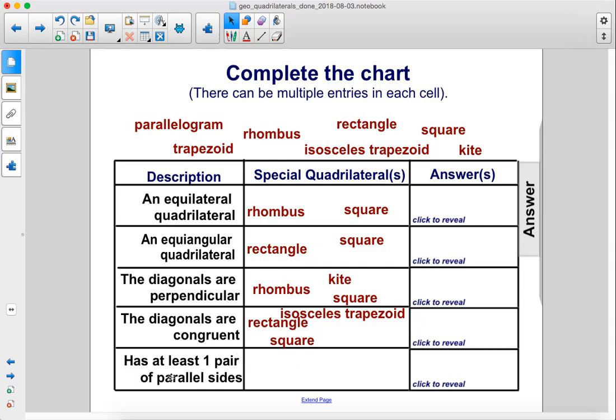Has at least 1 pair of parallel sides. Well, this is going to be everything except a kite. So parallelogram, a trapezoid, rhombus, rectangle, isosceles trapezoid, square.